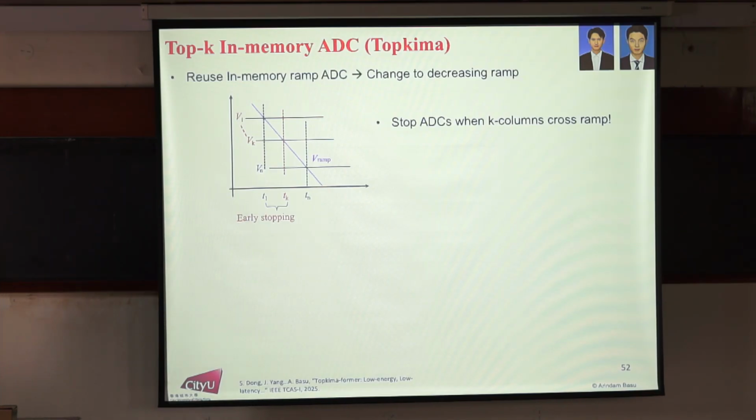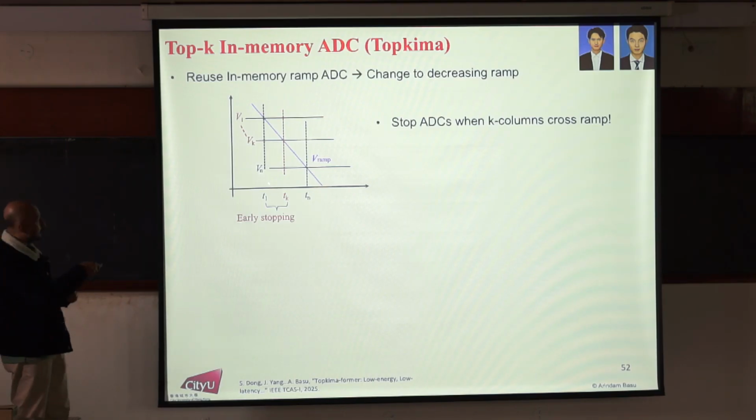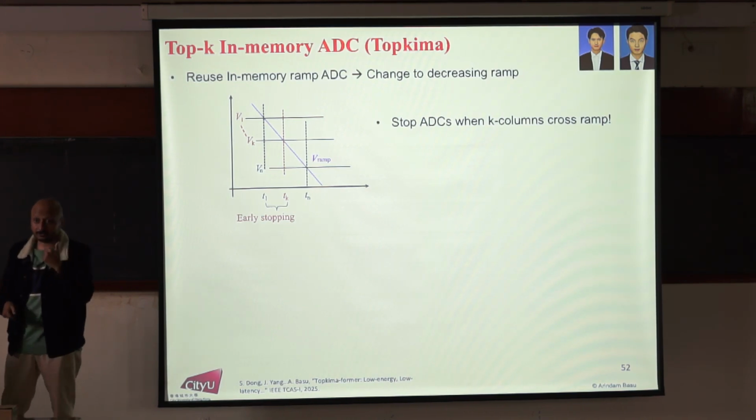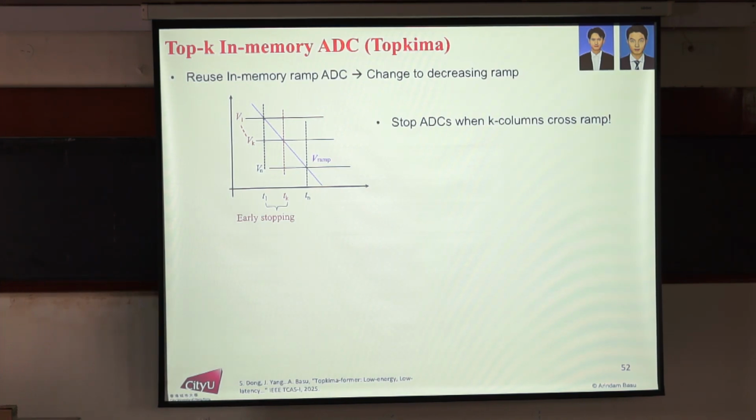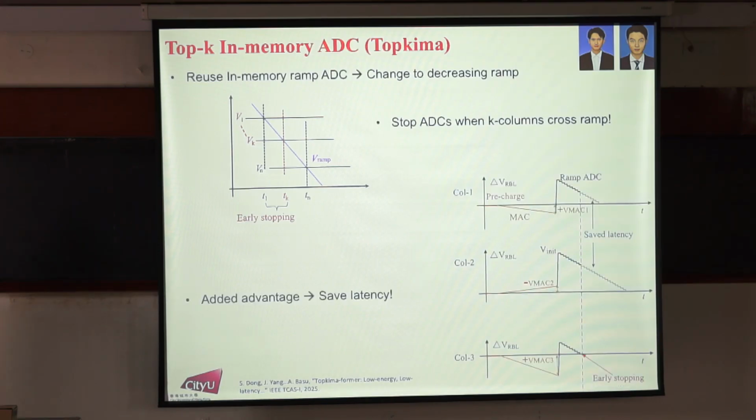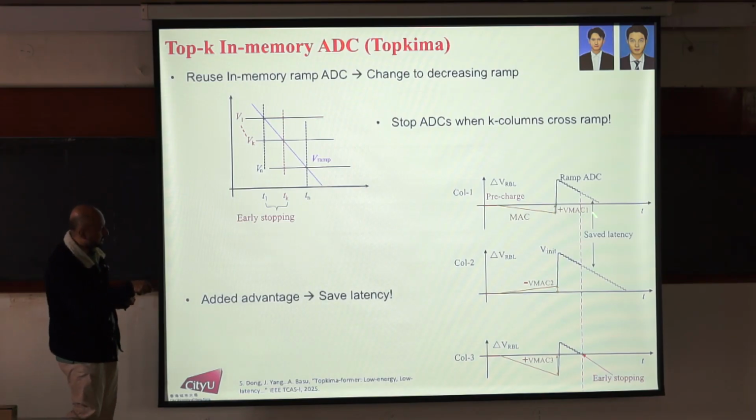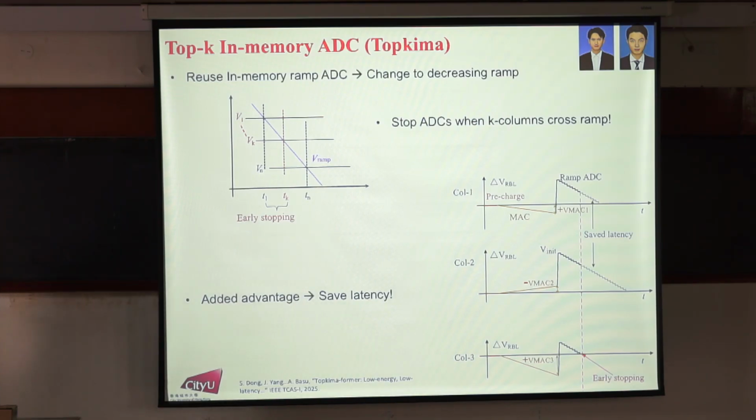Okay. Advantage now, I don't need sorting. Secondly, the ADC array, I don't need to run the rest of the ramp. I can just shut down everything. So I also save ADC conversion energy and latency. So benefits all across the board. So this is showing an example. This is a ramp ADC and this is early stopping. I save the latency of this part. Okay, so I hope you got the idea.